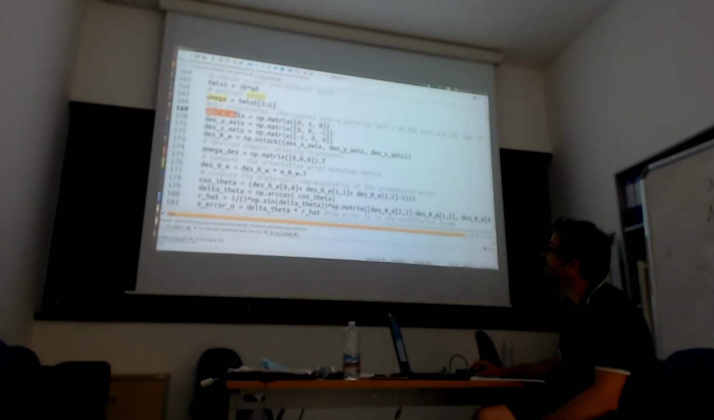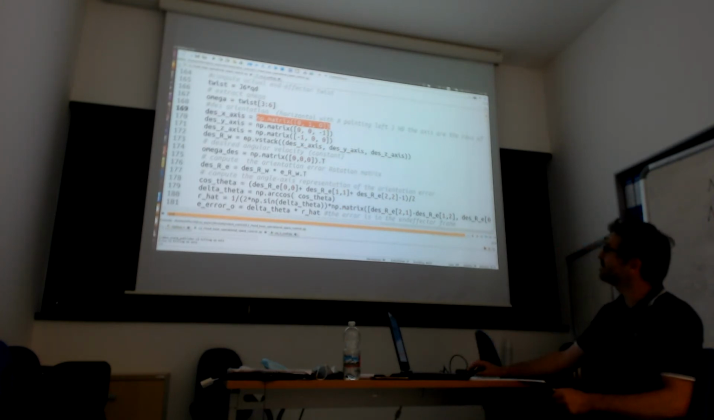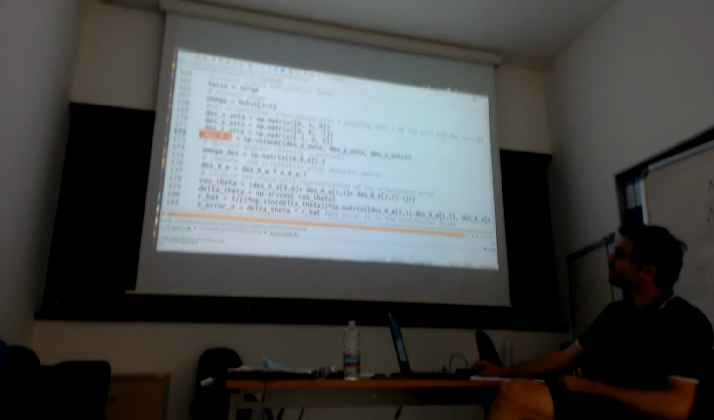Then we define some desired orientation. I don't know, we want the x-axis to be as the y-axis. We want the y-axis pointing down, and we want the z-axis pointing back. This is our desired orientation. We mount this orientation matrix.